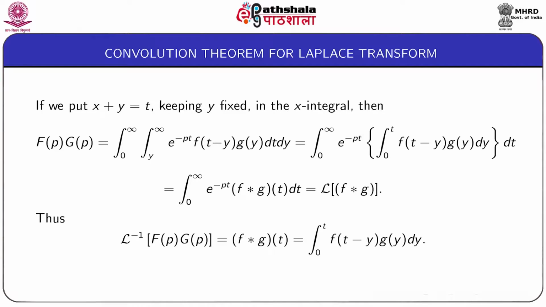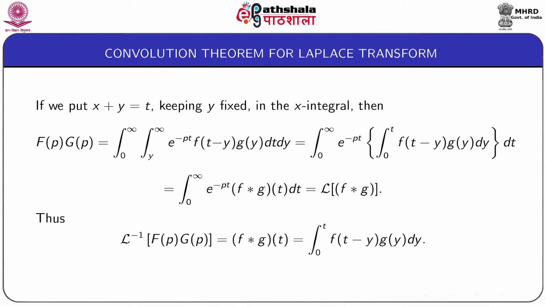Now we interchange the order of integration so that the t integral is the outer integral now and the y integral is the inner integral, and we get the integral from 0 to infinity of e to the power minus pt dt, that is the outer integral, and the inner integral becomes the integral from 0 to t of f(t minus y) g(y) dy.